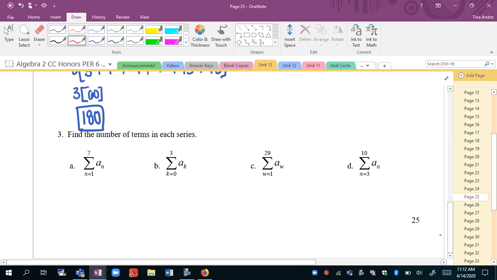Another type of problem that you have to do is be able to find the number of terms in this series. So what that means is how many terms are in this series. You could actually just go through and count in your head, if you're starting at 1 and you're ending at 7. An easy way to think about this is the number of terms will always be the difference of these two numbers, the lower limit and upper limit, plus 1.